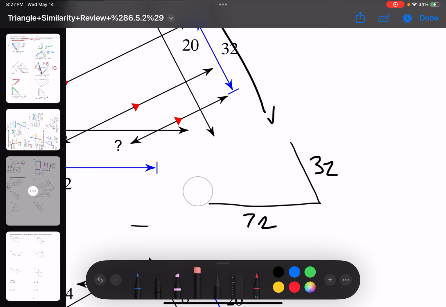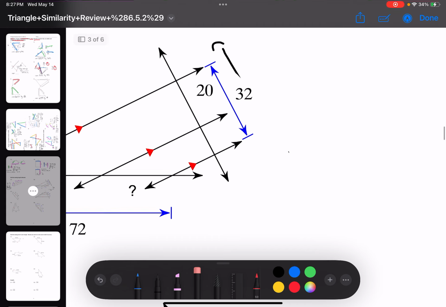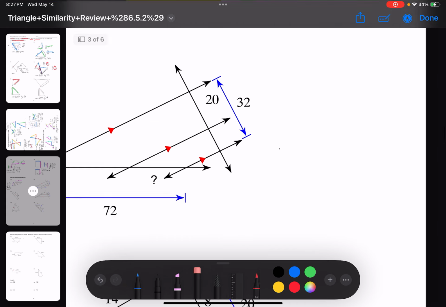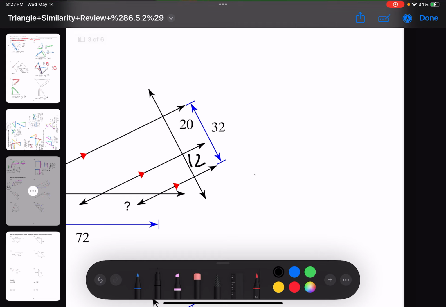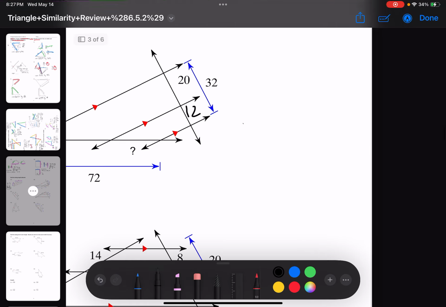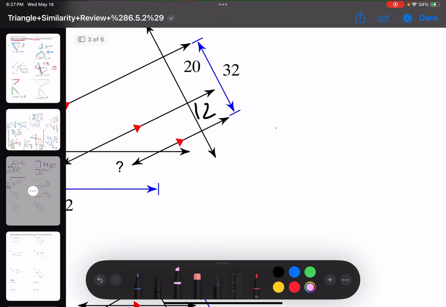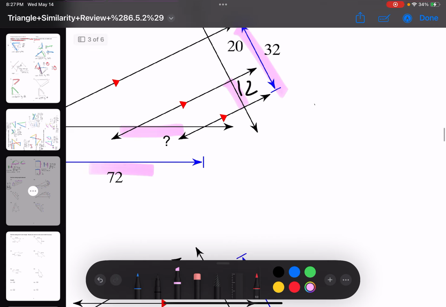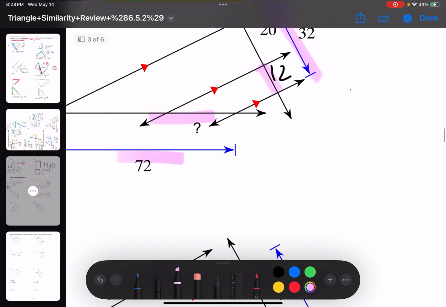So let me just erase this. 12. Okay, now remember, these lines are parallel to each other. So we want either 72 at the top and x at the top too, or just on the bottom, whatever, just across from each other.